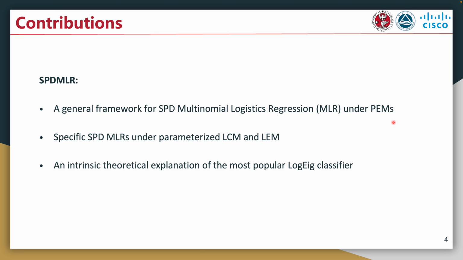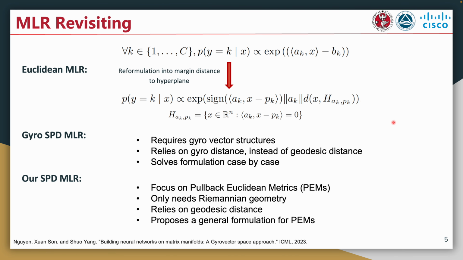We have three contributions. Firstly, we give a general framework, or expression, for SPD MLR under PMs. PM means the metric pullback from a Euclidean space. We specifically showcase our framework under the LCM and LEM, two popular Riemannian metrics on the SPD manifold. And we also give an intrinsic explanation for a very popular tangent classifier, which is the log E classifier.